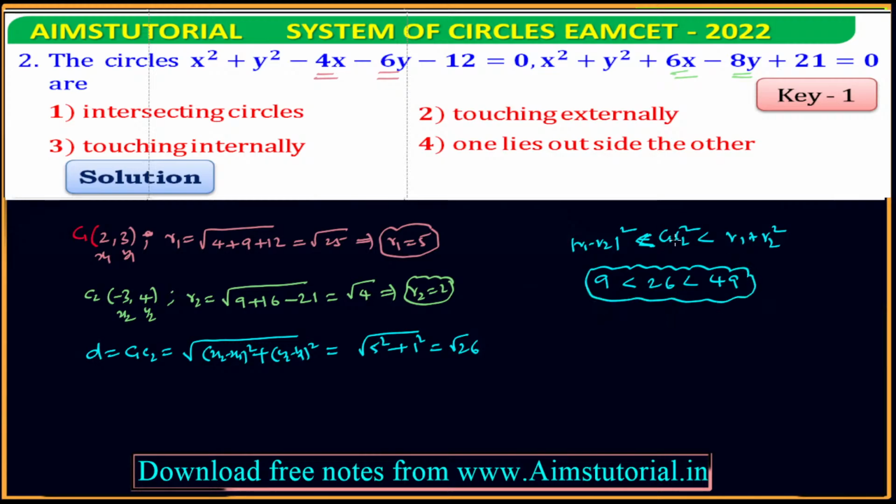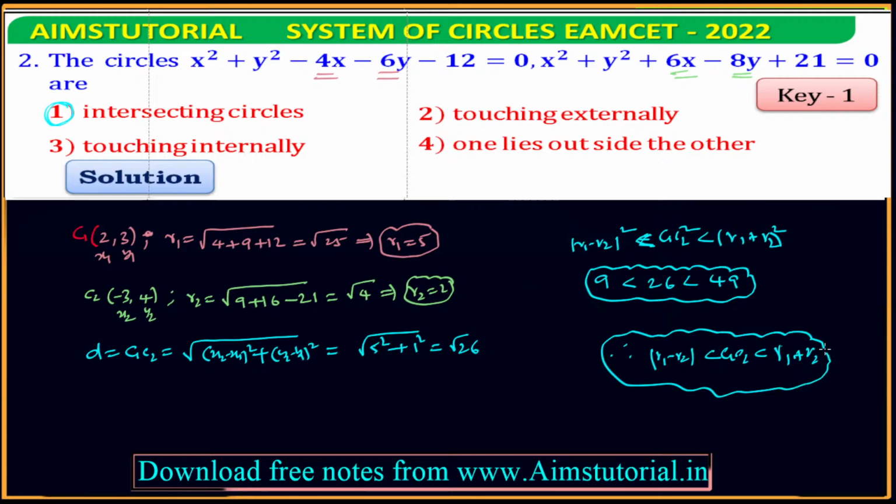So C1C2 is greater than mod R1 minus R2 and less than R1 plus R2. Means our circles intersect each other. First option. If C1C2 lies between mod R1 minus R2 and R1 plus R2, then the given two circles intersect each other.